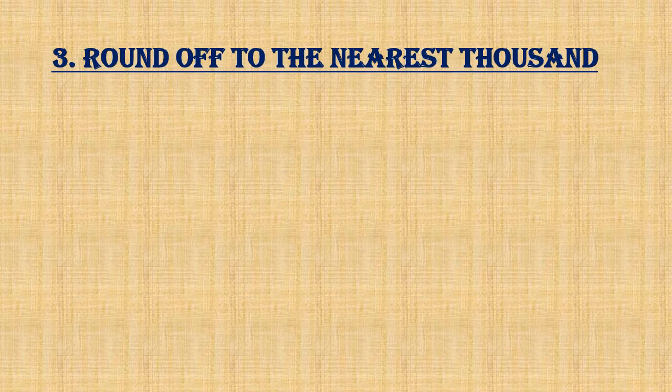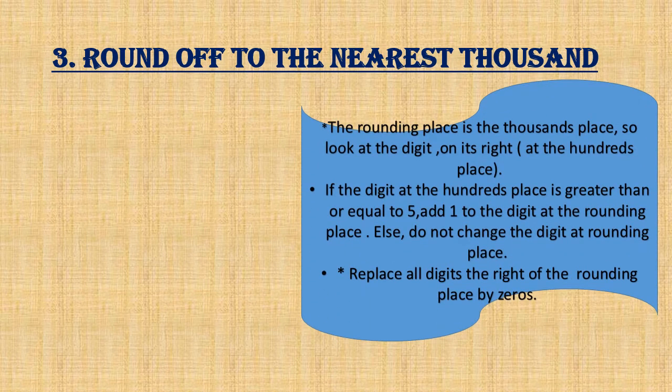Question number 3, round off to the nearest 1000. For this, first we will see the rounding place is thousands place. So we will look at the digit on its right, that will be hundreds place. And if the digit at the hundreds place is greater than or equal to 5, we will add 1 to the digit at the rounding place. And if not, we will not make any change in the digit at the rounding place.